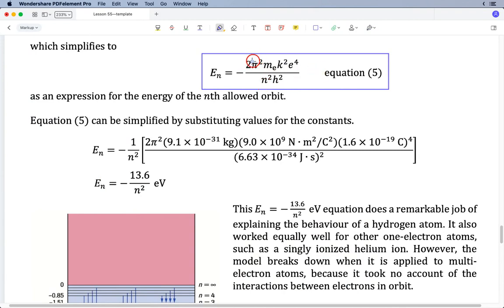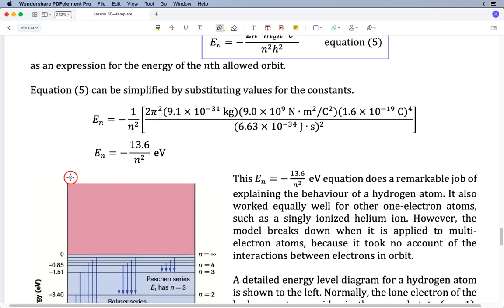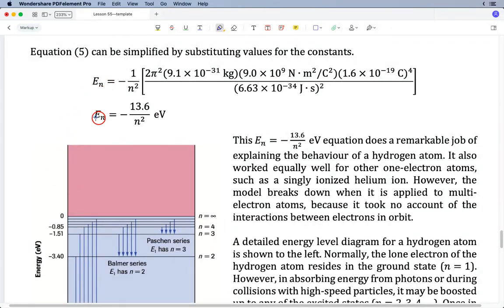The rest are just constants. We have 2 and pi, mass of the electron, Coulomb's constant, elementary charge, Planck's constant. So there's a lot of constants here. We can put values in for all of these constants, and then arrive at this equation, which simply says that the energy of the nth allowed orbit equals minus 13.6 over n squared. And this is if you're calculating the energy in electron volts.